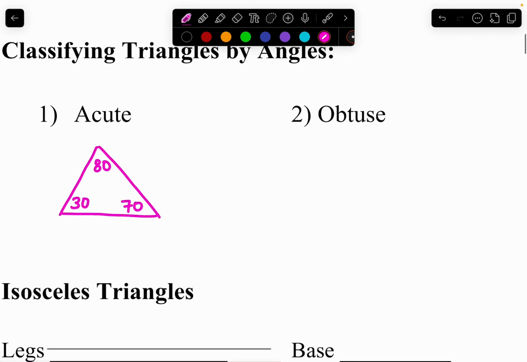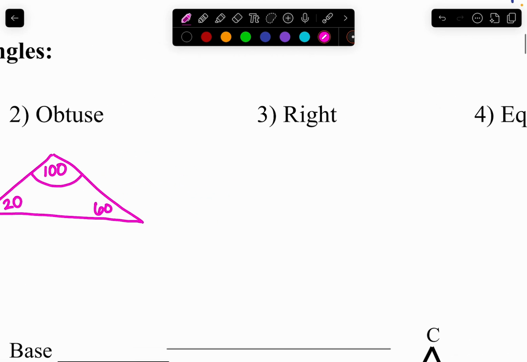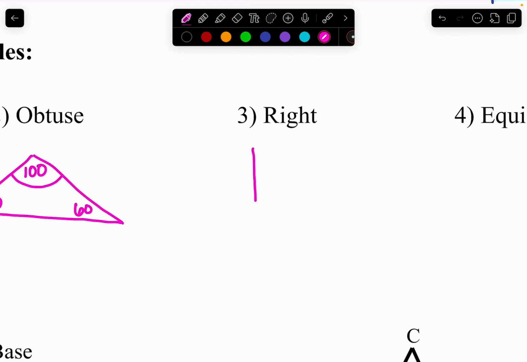An obtuse triangle is where we're going to have one angle that's going to be greater than 90. So for example, this could be 100, this could be 20, and then this could be 60. All of our angles still have to add to give us 180 degrees, but we have that one angle right here that is bigger than 90, and then all three of these angles over here are going to be less than 90. A right triangle has one of our angles being exactly equal to 90.